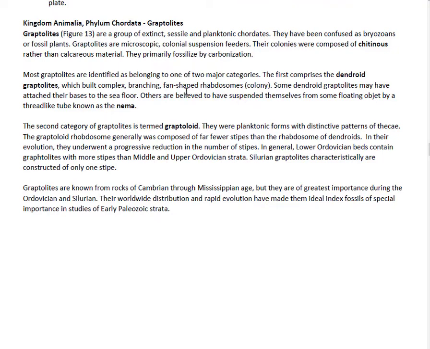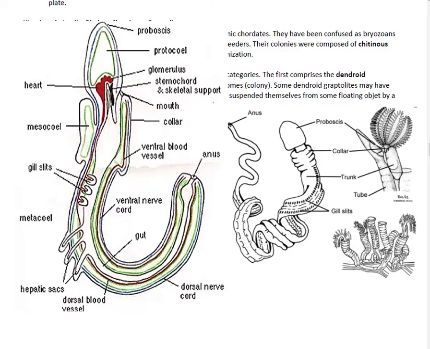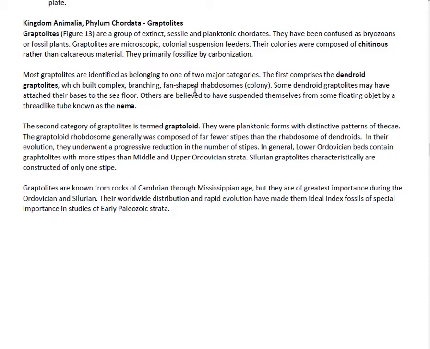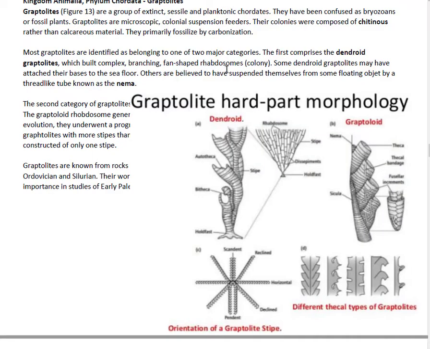They have, in their larval stages, this dorsal stiffening, like a notochord, so that makes them into this phylum Chordata, which most humans and primates and fish all belong to this phylum as well. Graptolites being dendroid, and these are the ones that make the fan-shaped rhabdosomes, which are the colonies.